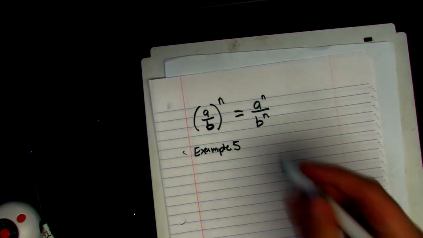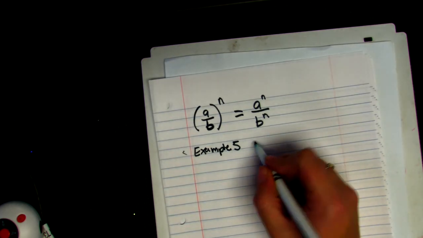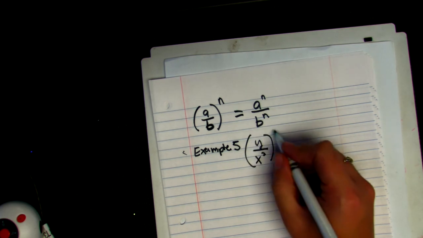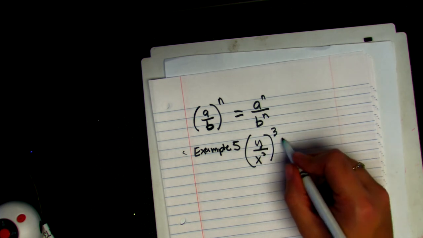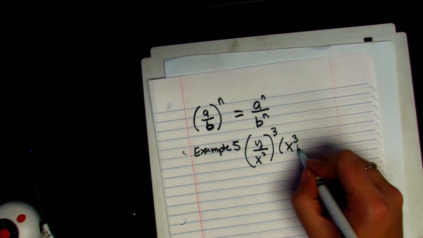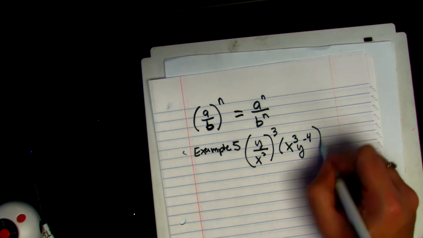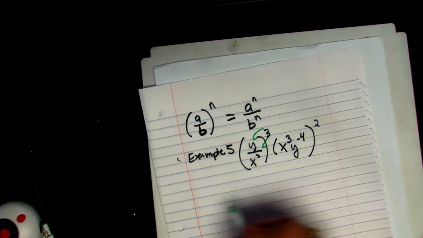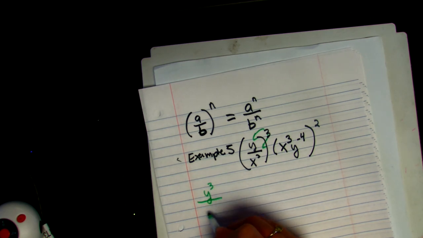So example 5 says simplify y over x squared cubed, and then it has x cubed y to the negative 4 squared. And it says leave all the variables in the numerator. All right, so let's go ahead and work on this. So the first thing we want to do is distribute this 3 right here. Okay, so I have y to the third over x squared to the third.